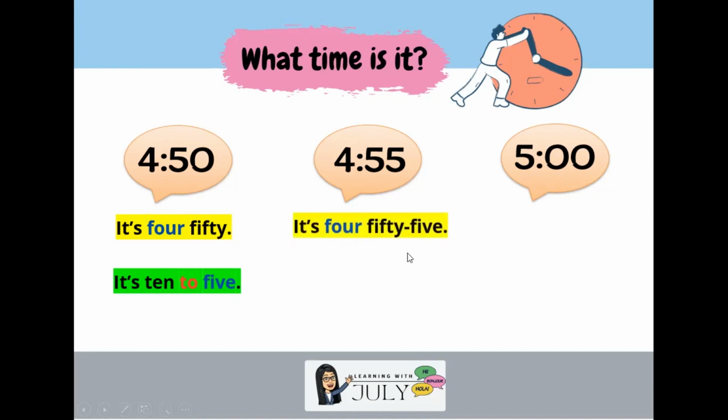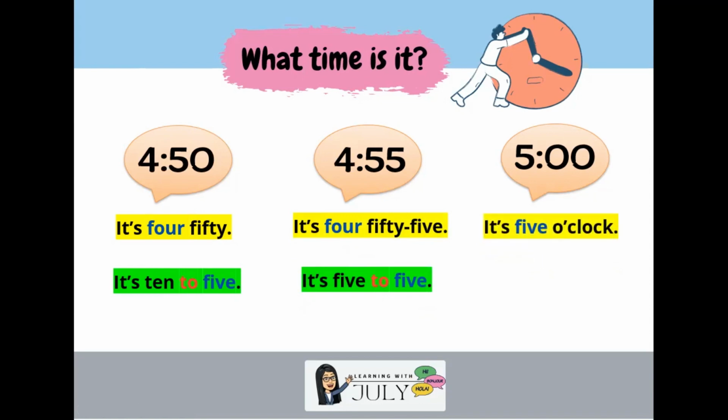4:55. It's 4:55. Ahora, it's 5 to 5. 5 para las 5. 5 en punto. It's 5 o'clock. Espero que estos ejemplos te ayuden mucho a responder qué hora es.